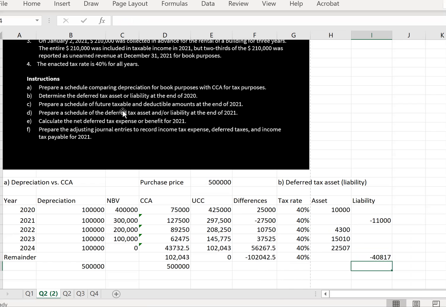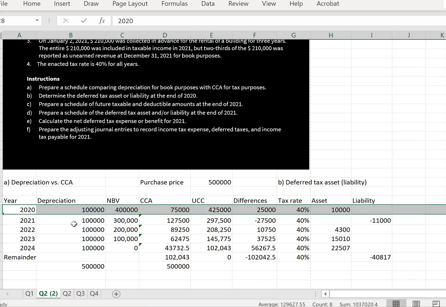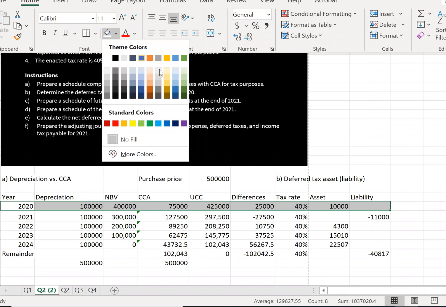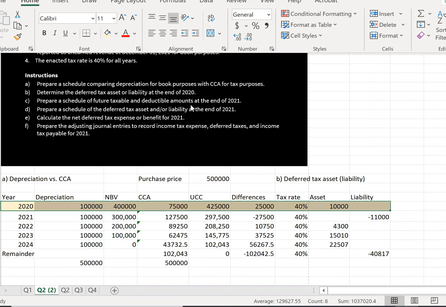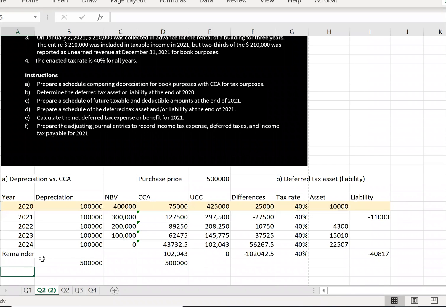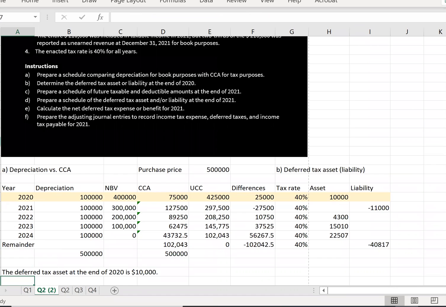Now, in B, we're only asked for the deferred tax asset or liability at the end of 2020. So we're specifically looking at this period here. Okay, so our deferred tax asset at the end of 2020 is going to be $10,000. So what we should say here is the deferred tax asset at the end of 2020 is $10,000. Not super clear, and that would definitely get you full marks on an exam.